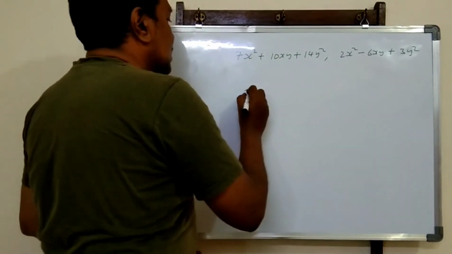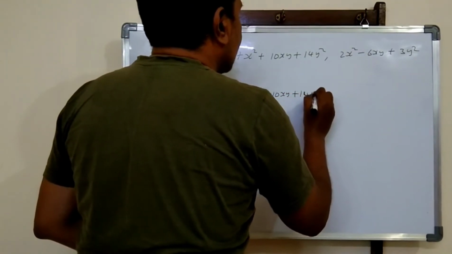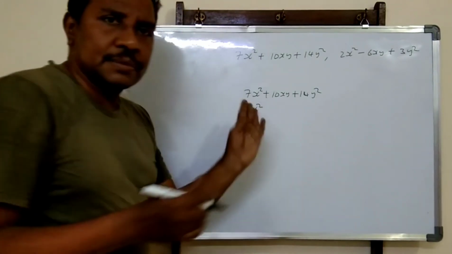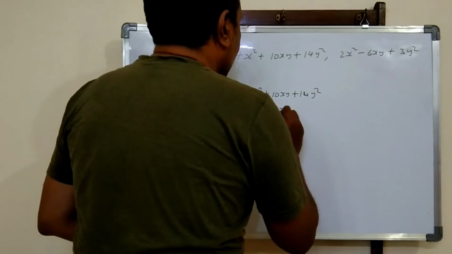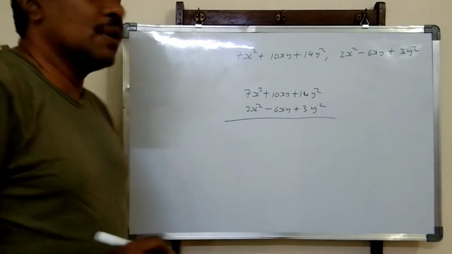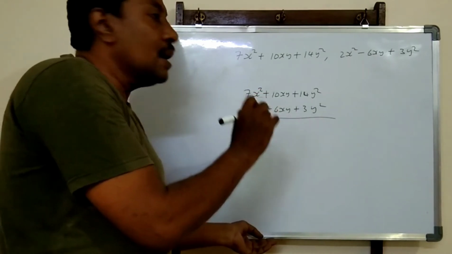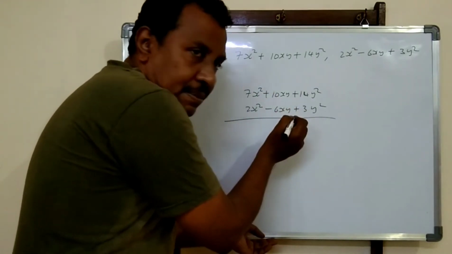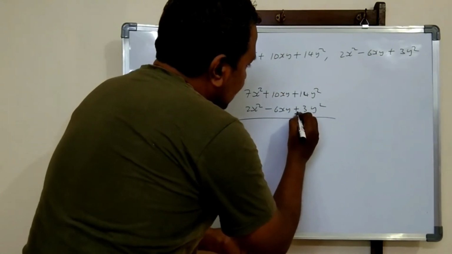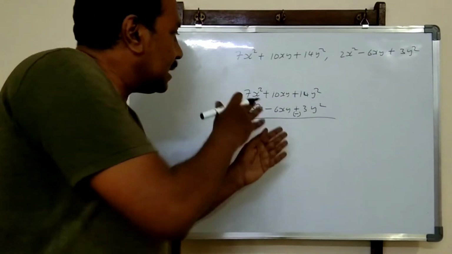First we have to arrange this: 7x square plus 10xy plus 14y square. Underneath, write the second one, 2x square, as usual like terms under like terms, minus 6xy plus 3y square. Now what do we have to do? We have to change the sign of the second expression for subtraction. This is minus, plus, change it into minus. That means we write the additive inverse of the second expression.